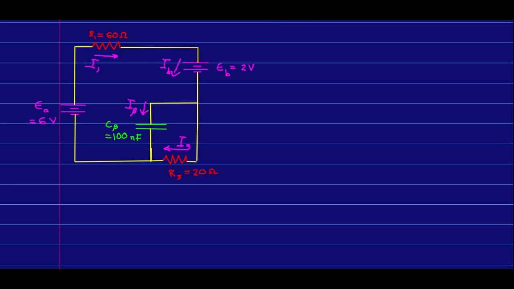And now I'm going to write some loop and junction laws. I'm going to write this loop, which I'll call A, and I'm going to write this loop, which I'm going to call B, and I'm going to do this junction, which I'll call gamma.